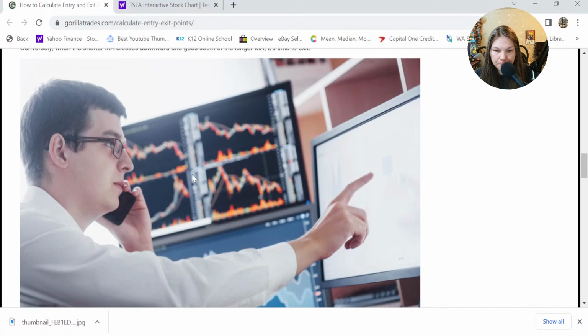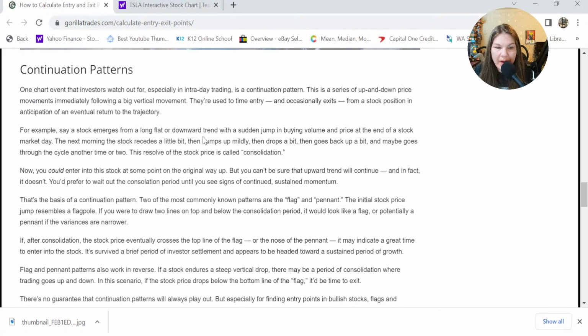So, continuation patterns. And we've talked about these before. One chart event that investors watch out for, especially in intraday trading, is a continuation pattern. This is a series of up and down price movements immediately following a big vertical movement. They're used to time entry and occasionally exits from a stock position in anticipation of an eventual return to the trajectory.